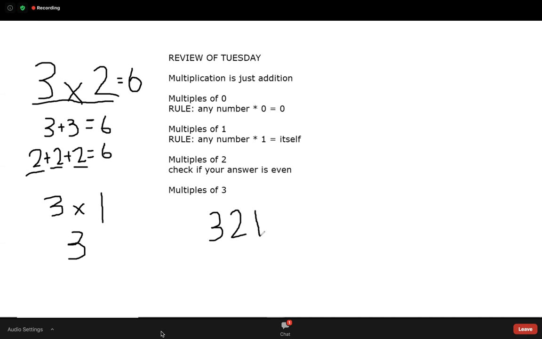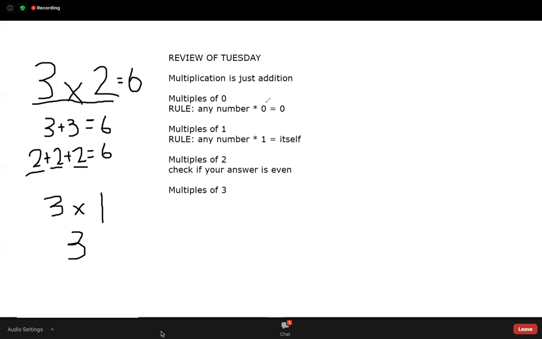Okay. Almost everyone is saying no, and here's why. What you would do is you would look at this 1, and because 1 is an odd number, that means the entire number, 321, is going to be an odd number. So that means if it's odd, it cannot be a multiple of 2. So good stuff.